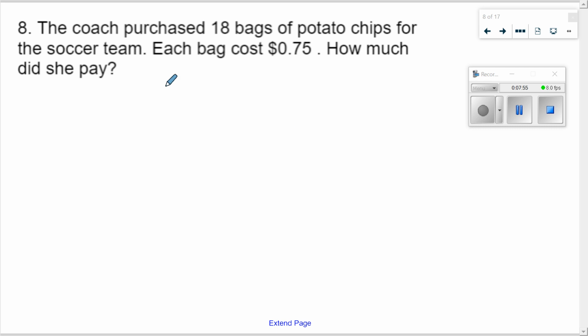Number 8. The coach purchased 18 bags of potato chips for the soccer team. Each bag cost 75 cents. How much did she pay? All right, well, multiplication problem. 0.75 times 18. 5 times 8, 40. Put the 0 down, carry the 4. 5 times 1 is 5, plus 4 is 9. Put a 0 there as a place value holder.